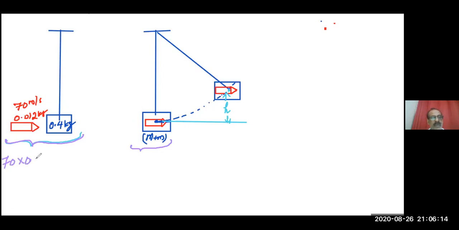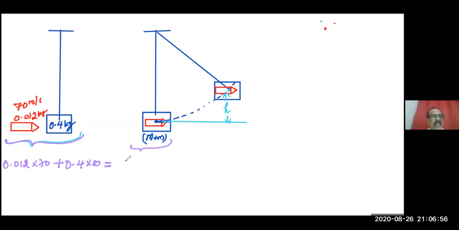0.012 mass into velocity 70, plus 0.4 into 0, isn't it? Before collision, m1 u1 plus m2 u2. That means m1 is 0.012, its velocity is 70, but m2 is 0.4, its velocity is 0. That's equal to, now this is stuck together, m plus m.